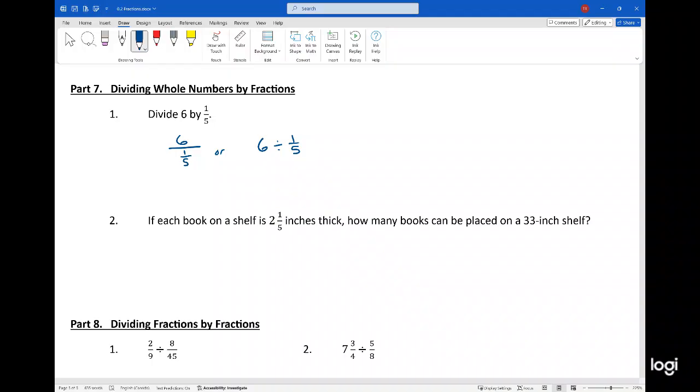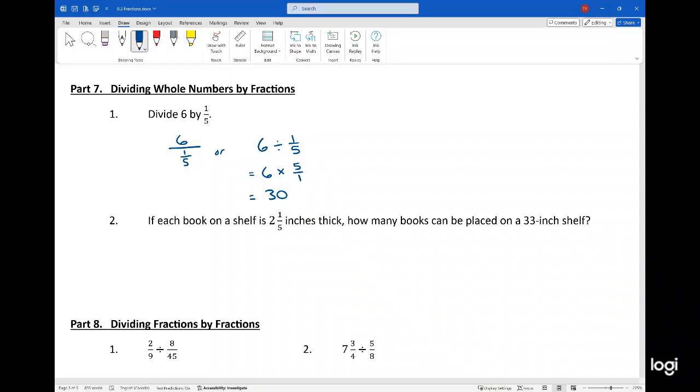So here's a trick. If I want to divide by a fraction, that's the exact same thing as just saying multiply by the reciprocal of the fraction, which means just flip the top and the bottom. And now I get 6 times 5 is 30 divided by 1. Well, that's just 30. So anytime that you have to divide by a fraction, just flip the second fraction and multiply instead. Easy peasy.